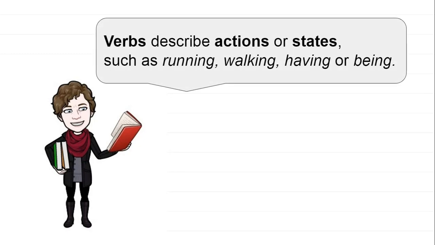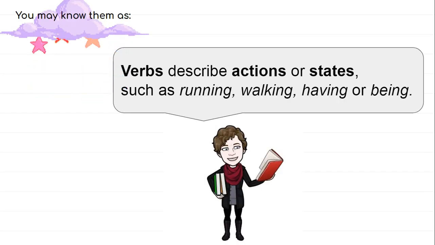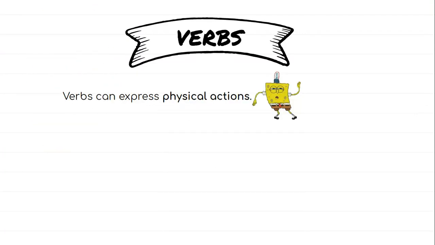Good. Let's revise what we know about verbs. Verbs describe actions or states, such as running, walking, having, or being. So you may know them as doing words or action words. So let's remind ourselves what we know about verbs.